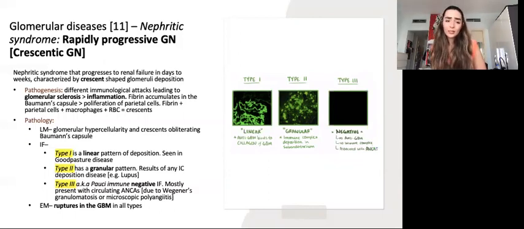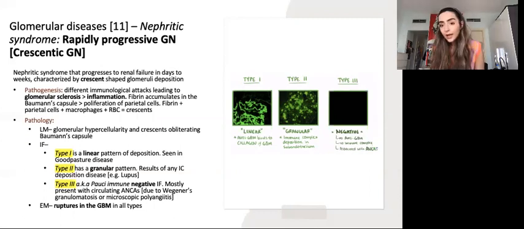Now, the pathogenesis of it, this one again we have multiple types, which I will go through in a minute. But the general pathogenesis is that you have an immunological attack that leads to glomerular necrosis and inflammation. And this disrupts the glomerular basement membrane. And then because of this disruption and the inflammation, you have accumulation of fibrin in the Bowman's capsule. And then this causes proliferation of the parietal cells of the Bowman's capsule.